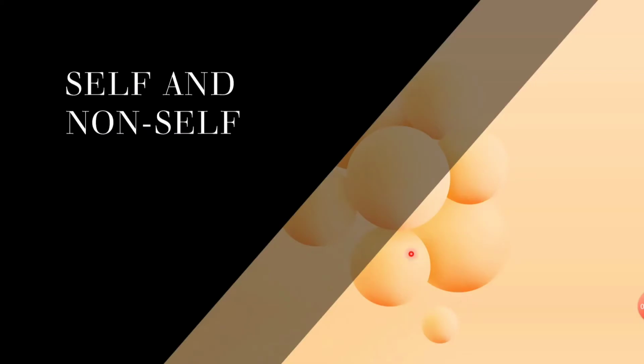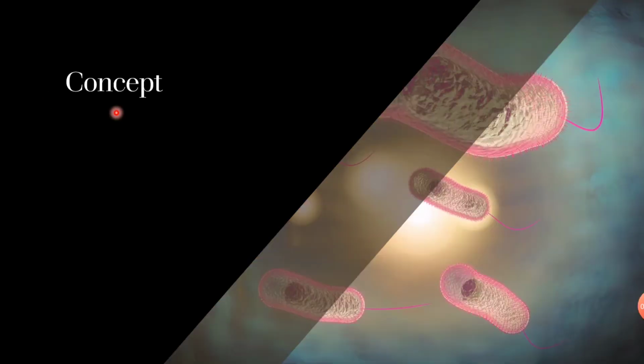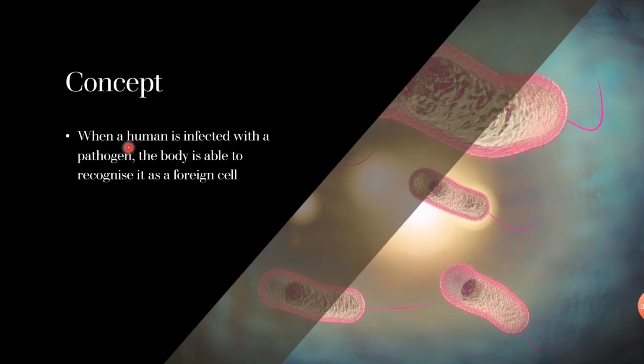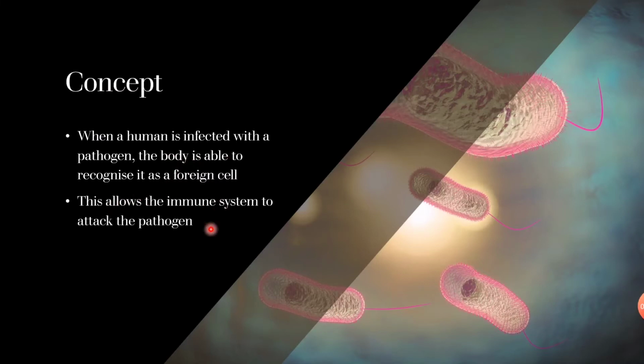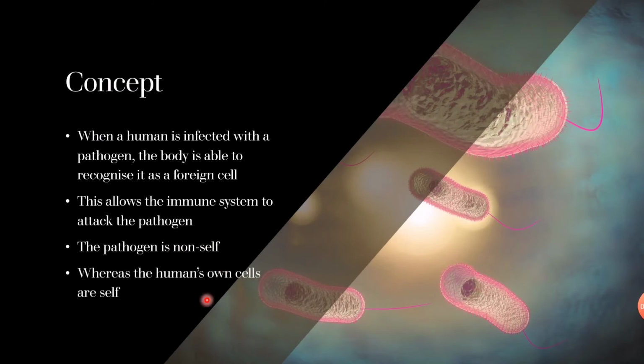Today's video is on self and non-self. So what is the concept of this? When a human is infected with a pathogen, the body is able to recognize it as a foreign cell. And this allows the immune system to attack the pathogen because it doesn't recognize it as its own cells. The pathogen is non-self, whereas the human cells are self. So if the body detects a non-self cell, the immune system is able to attack it.